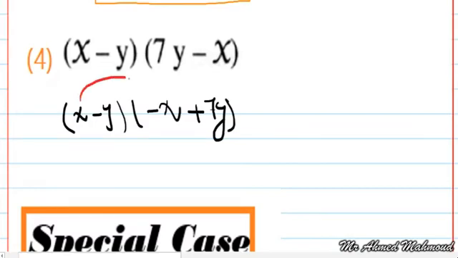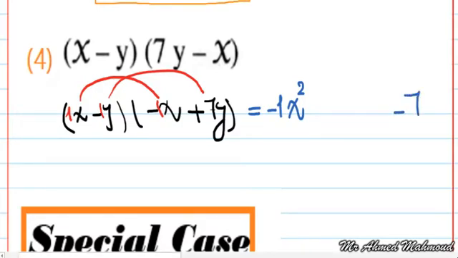First, I'm going to multiply x by negative x. We have 1 here, and here also we have 1. 1 times negative 1 is equal to negative 1 x to the power of 2. And then negative 1 y times 7y equals negative 7y to the power of 2.